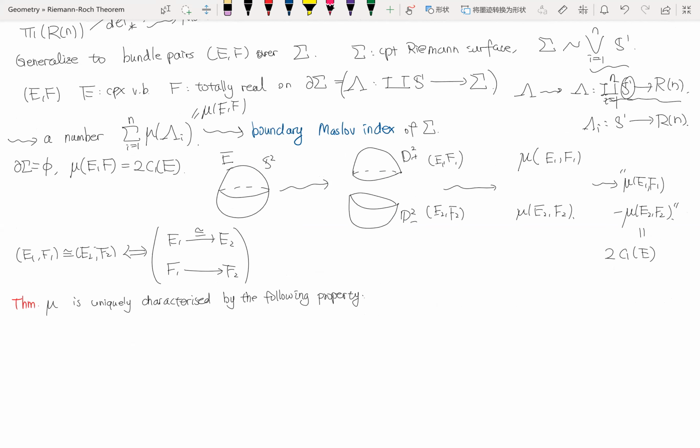The first one is that if φ from Σ1 to Σ2 is an orientation preserving isomorphism, which gives an isomorphism φ from E1 to E2, then the Maslov index of (E1, F1) is equal to the boundary Maslov index of E2 and the image of F1 via φ. This is the first property.